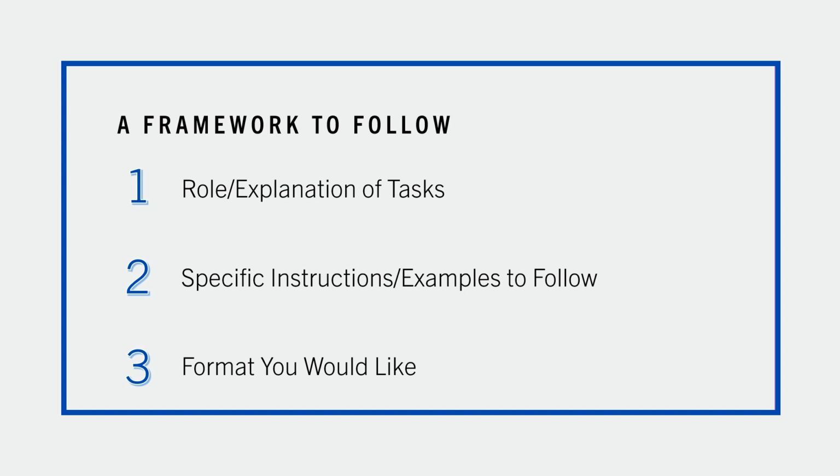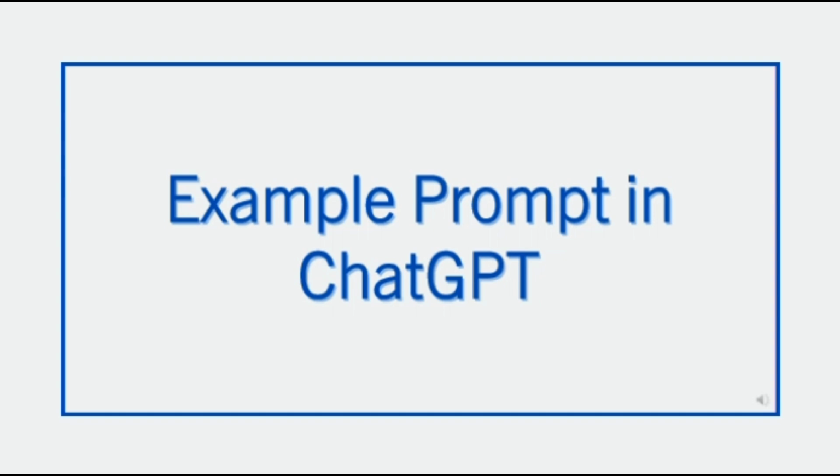Lastly, we have asking the AI tool to give you a specific format. There's a big difference between something like an essay or a poem, so it's very important to figure out what you would like the format to be and ask the AI tool to give it to you in that specific way. I will now be giving you an example prompt in ChatGPT so that you can see what the difference is between a good and a bad prompt.